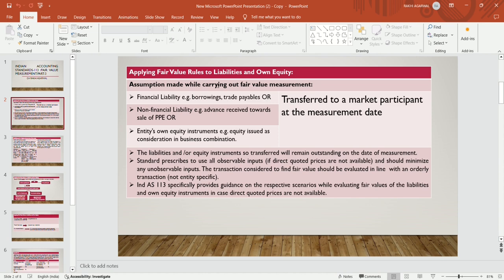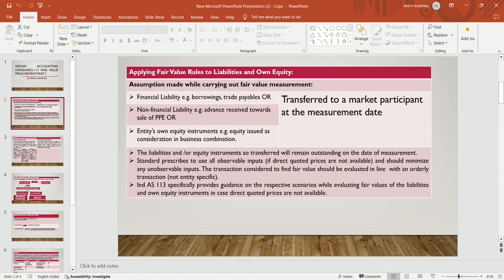Other equity means own equity instruments, that is, equity issued by the company as consideration in a business combination. In case of a business combination, if the entity issues its own equity shares, how is the measurement done? How is the fair value measurement to be done? So what assumption is to be taken while carrying out the fair value measurement?